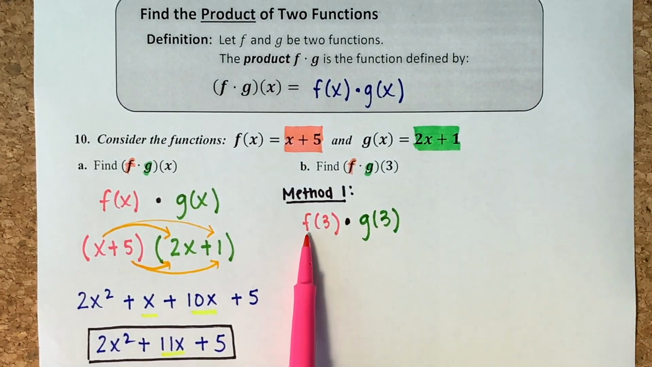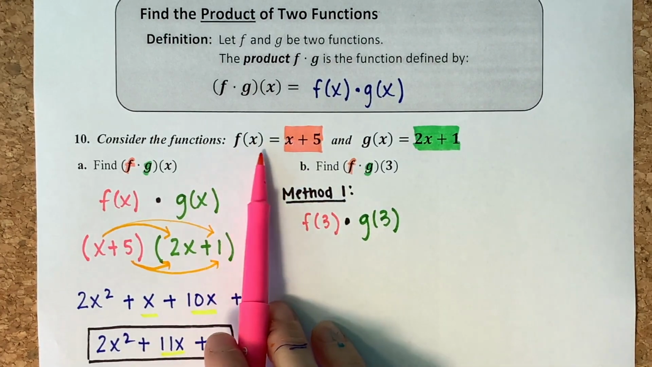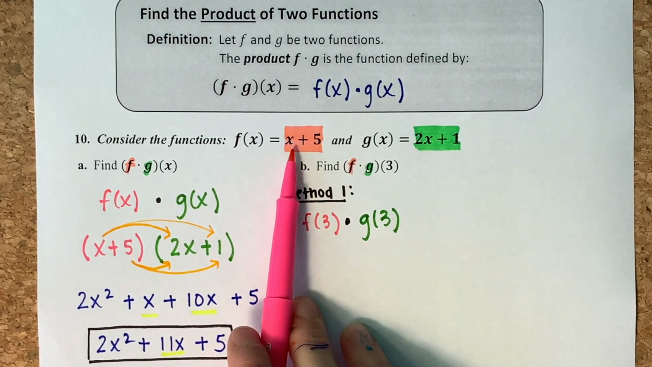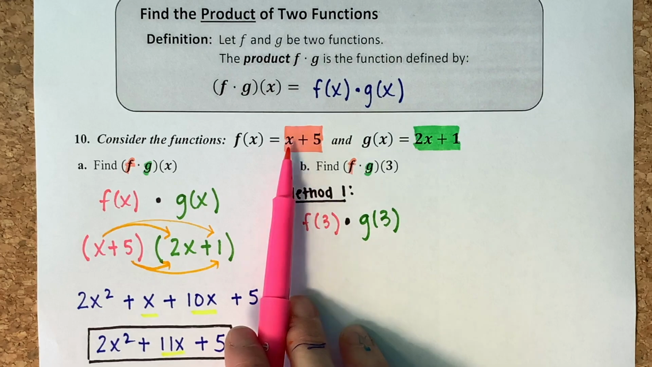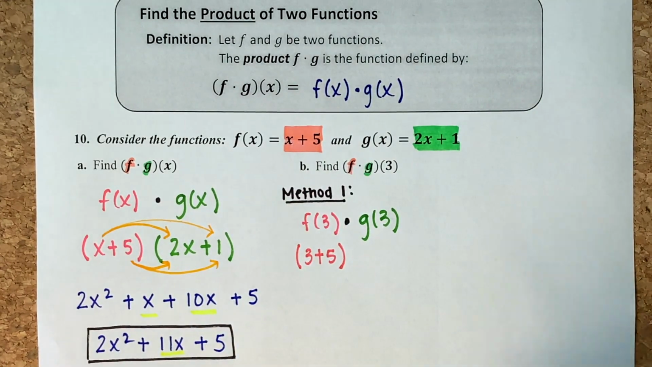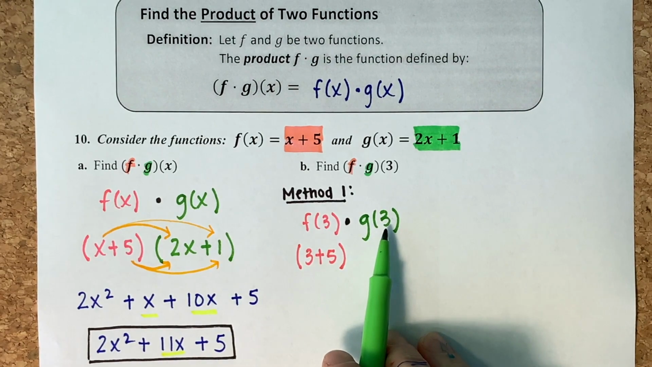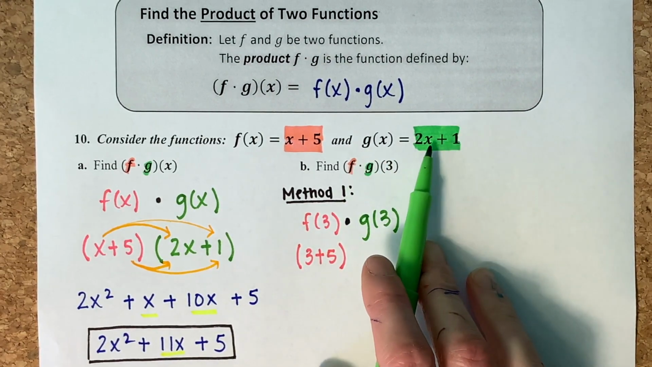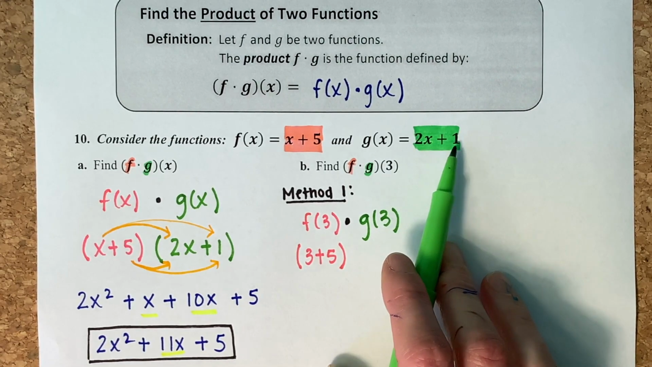Now, let's remember, what does f of 3 mean? f of 3 means go look at your function f of x, and wherever you see x, you replace it with 3. So that will give us 3 plus 5. Similarly, g of 3 means go look at your function g, and wherever we see x, we replace it with 3. So that will give us 2 times 3 plus 1.